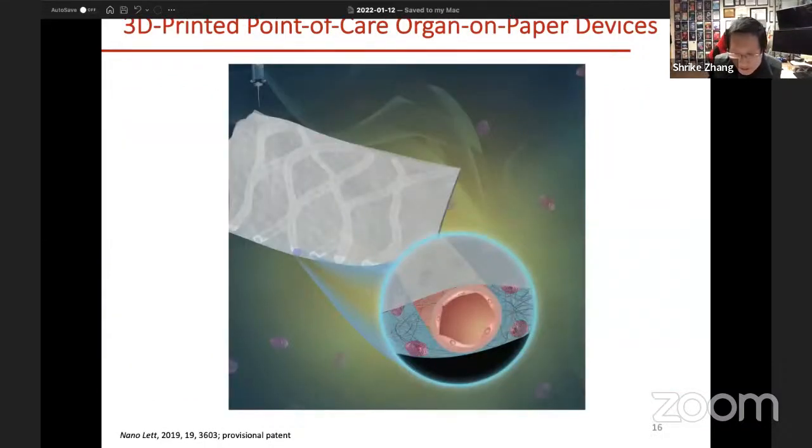So then we thought about paper devices, because paper devices are very cost effective. I mean, they are very cheap.